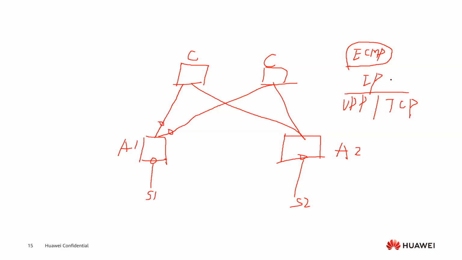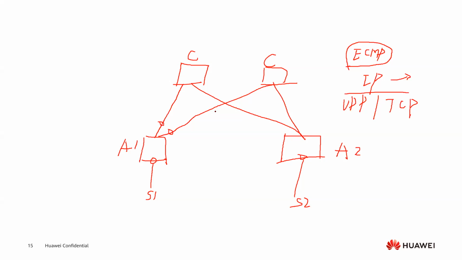Maybe the information is the IP header, or the information is the UDP headers. If they are different, the access switches, the network devices, will think they are different packet streams. And for different packet streams, it will not balance them to different ECMP links.